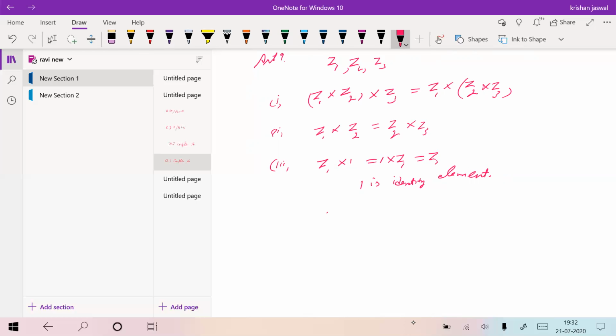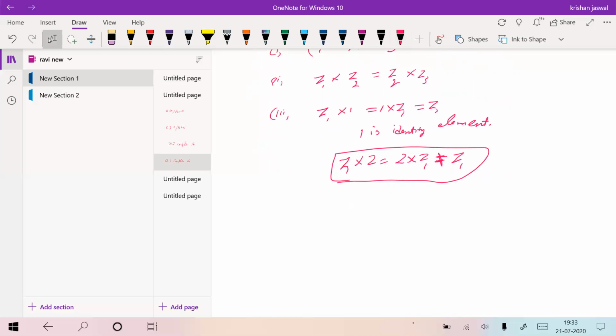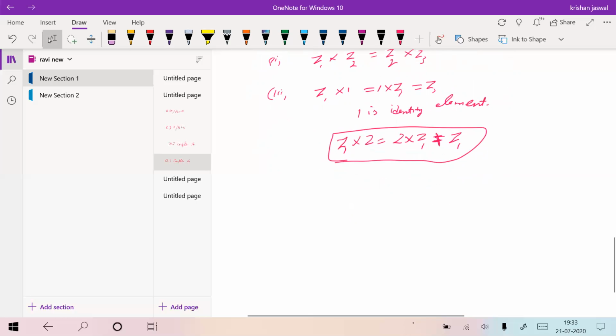Is there any number other than 1 which, when multiplied by any complex number, gives the same complex number? Our answer will be Z1. Right or wrong? Is it possible? Not possible. So only 1 is the identity element, and it is unique.